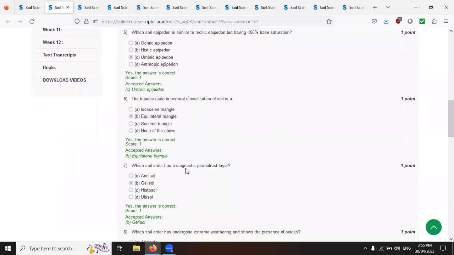Which soil order has a diagnostic permafrost layer? Which one's freezing? Andisols? No. Gelisols, histosols, or altisols? And it's gelisols.